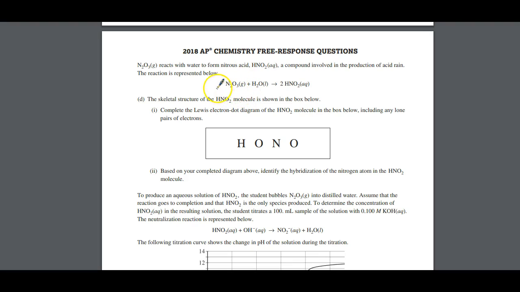Okay, so N2O3 reacts with water to form nitrous acid, a compound involved in the production of acid rain. The reaction is represented below. The skeletal structure for the HNO2 molecule is shown in the box. Complete the Lewis dot diagram for the HNO2 molecule, including any lone pairs.